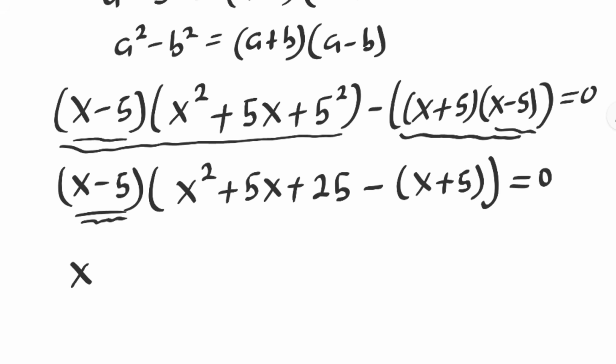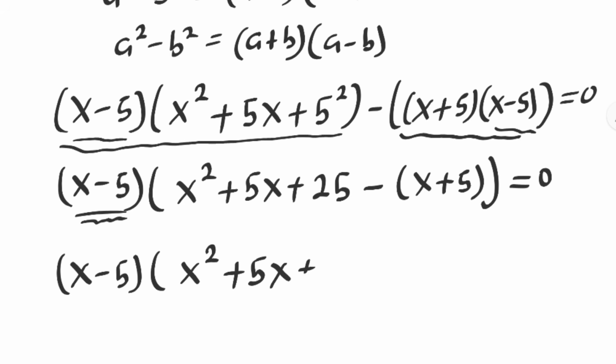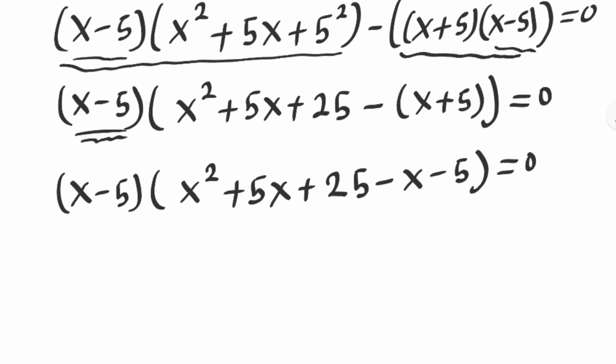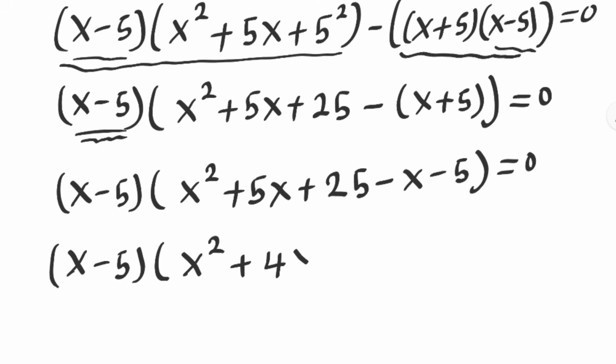Now this is s minus 5 bracket s square plus 5s plus 25 minus s minus 5, close the bracket, is equal to 0. Now this is s minus 5 bracket, this is s square plus 5s minus s, that is 4s, plus 25 minus 5, this is 20, is equal to 0.